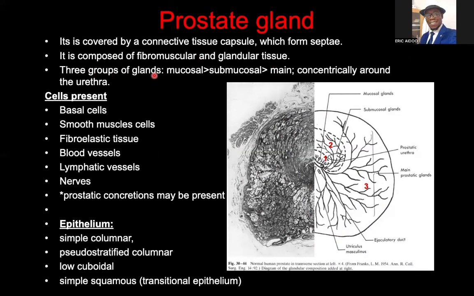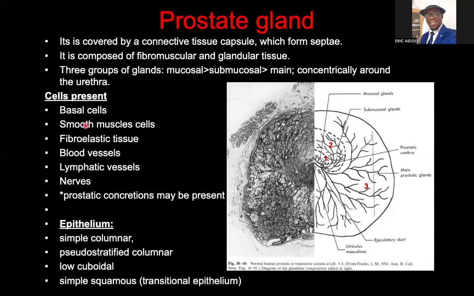Three groups of glands are usually epitomized here. You have the mucosa, submucosa, and then the main. You have different names for these regions as we go on. So this is more like a concentric kind of arrangement. What are the cells present in the prostate gland?